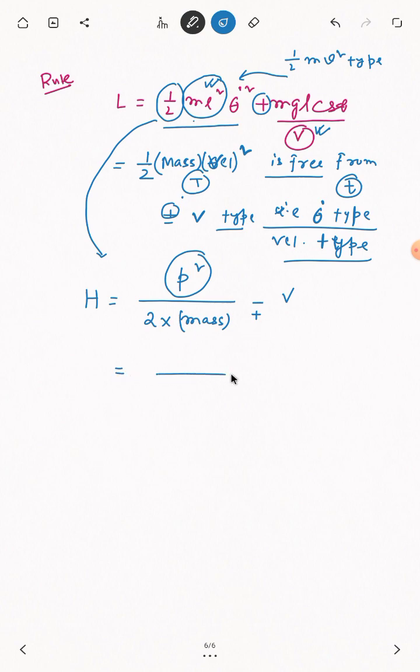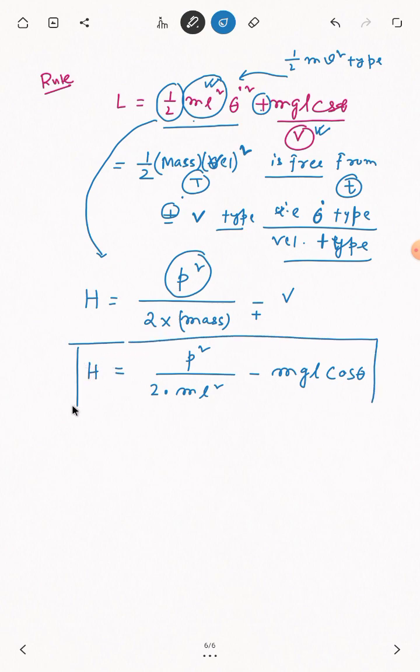And that will be a tremendous achievement in the exam hall. P square by 2 into what was the mass? m l square, minus, because in the potential energy part we have plus, so this will come with the reversed sign, and that is the answer. See, it is done within 1 minute. In 1 minute we can do it with this technique.